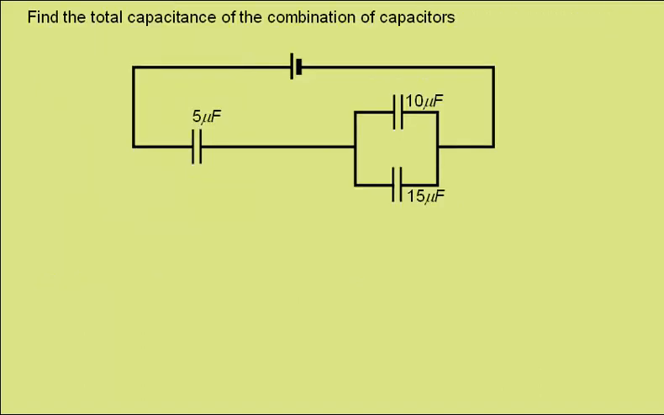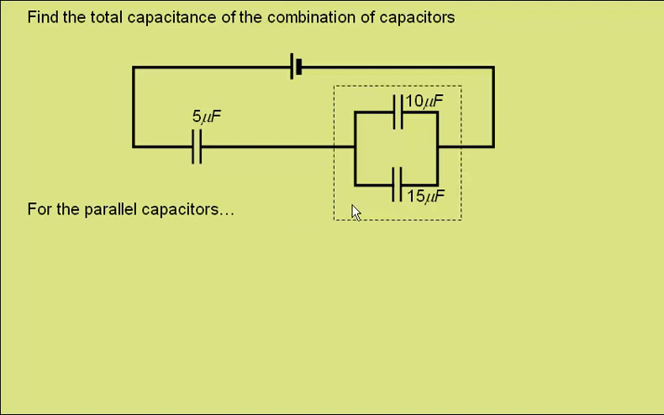Let's look at an example. Find the total capacitance of the combination of capacitors here. Well, for the parallel capacitors, which I'll just put a box around here, we know that the total capacitance is simply the sum of the individual capacitances, which is 10 plus 15 microfarads, a total of 25 microfarads. What we now have is effectively a 25 microfarad capacitor in series with a 5 microfarad capacitor.